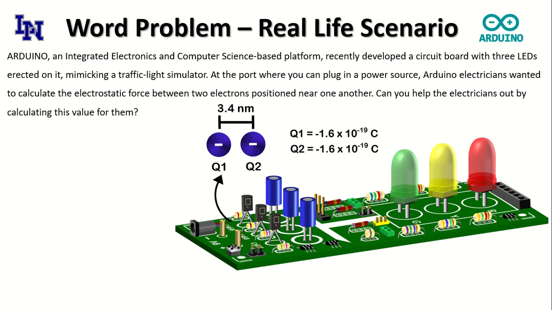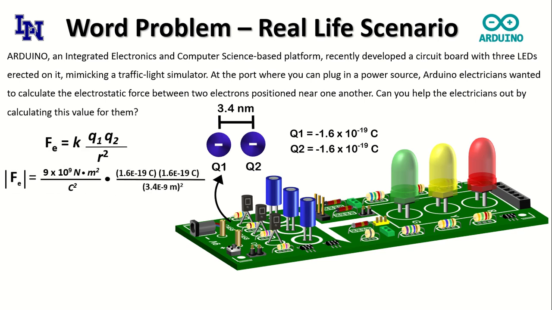So Q1 is negative 1.6 times 10 to the minus 19 coulombs, and Q2 is negative 1.6 times 10 to the minus 19 coulombs. So here's the Coulomb's law equation. Electrostatic force equals K times Q1 times Q2, all divided by R squared. Electrostatic force equals 9 times 10 to the 9 newton meter squared per coulomb squared, times 1.6 times 10 to the minus 19 coulombs, times 1.6 times 10 to the minus 19 coulombs, all divided by 3.4 times 10 to the minus 9 meters squared.